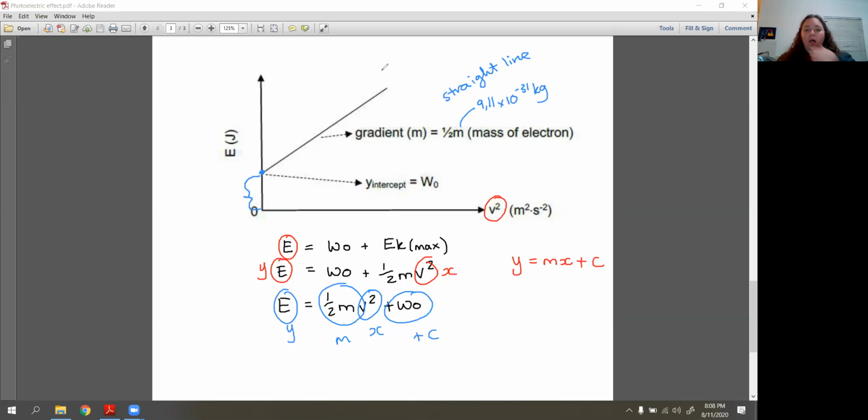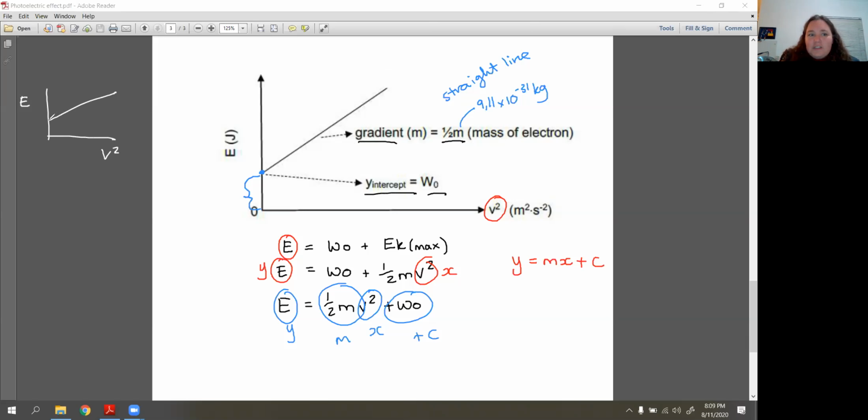All right. So here you can see another version. What they'd usually do if they gave you something like this is they'd give you the graph, and then they'd ask you without spoon feeding you. So they're not going to tell you, look, this is what the gradient means, and look, this is what the y-intercept means. You'd quite simply be given a graph that had energy against v squared.